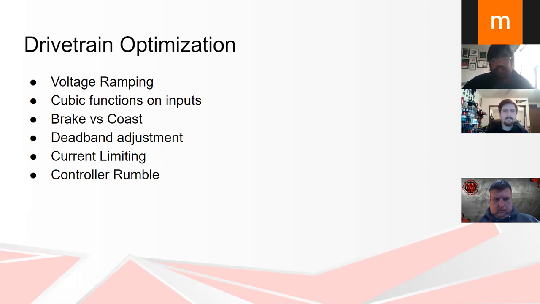Then there's also deadband adjustments. So that's like adjusting the controller sensitivity, if you will, making sure that when it's not just set to 0, it's not just moving the robot by itself. Current limiting. And then the last one, which I think a lot of teams forget about, actually using some of the feedback controls on your controllers.